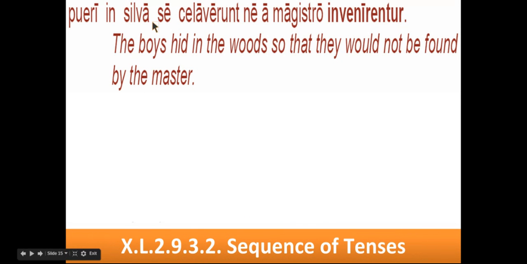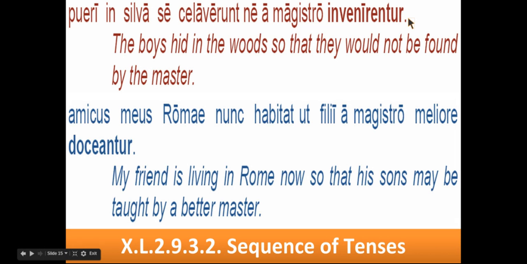So here's our first story. The boys hid themselves in the woods. Complement clause, ne plus subjunctive, so that not. Result clause, so that they would not be found by the master. Past tense in the superordinate clause governing the complement clause, and imperfect subjunctive, secondary sequence. Past takes the imperfect.